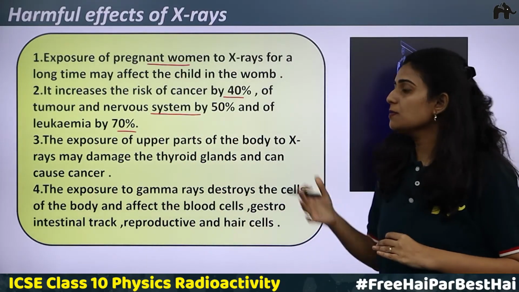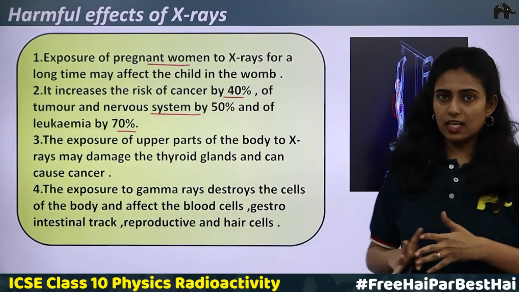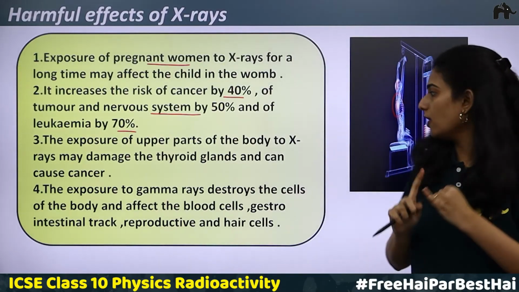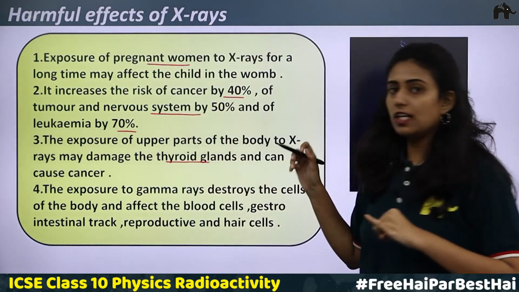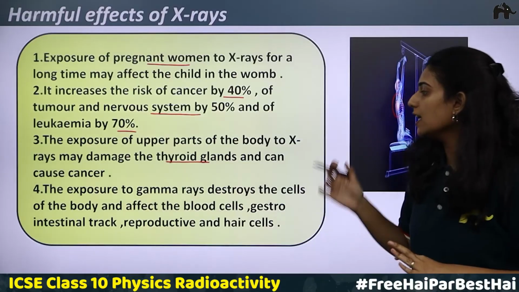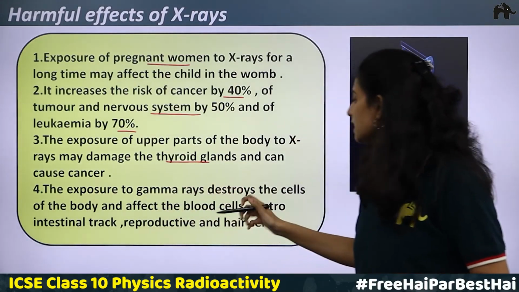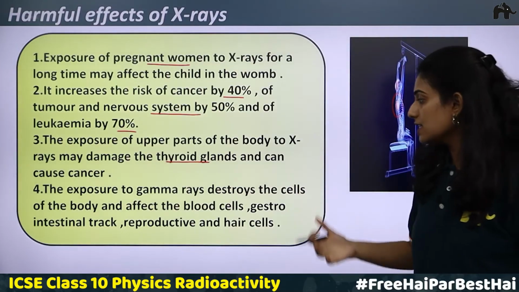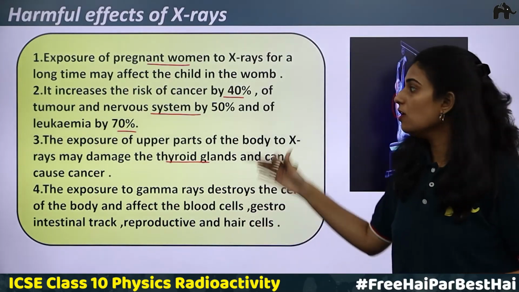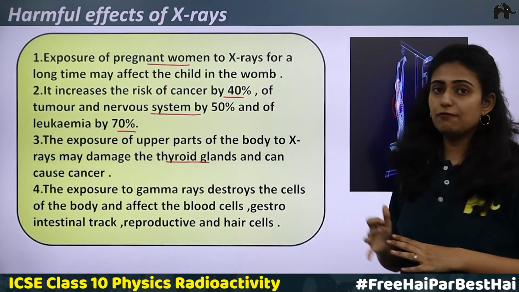Okay, next is when the upper part of the body is exposed to the X-ray radiation, it can cause damage to the thyroid gland. Okay, one is the thyroid gland, and it also can lead to a cancer. Okay, now the fourth point, the exposure of gamma rays destroys the cells of the body and affects the blood cells, gastrointestinal tract, reproductive and hair cells. So from these points we have understood what the harmful effects of X-rays are.